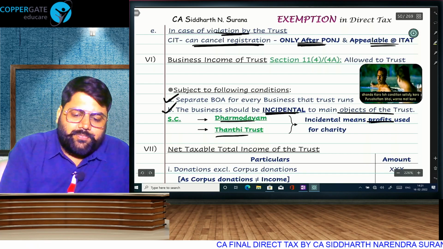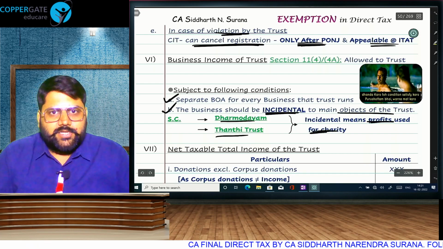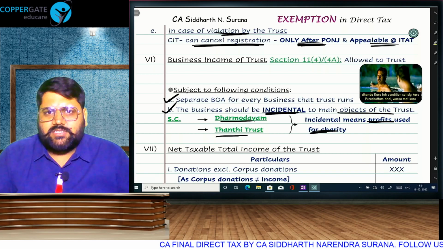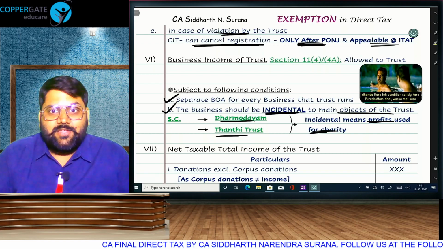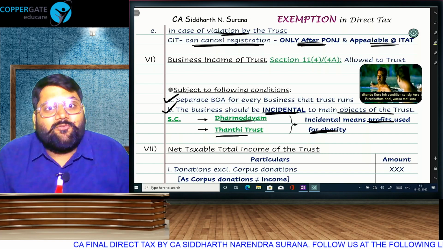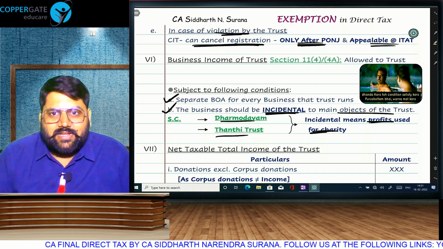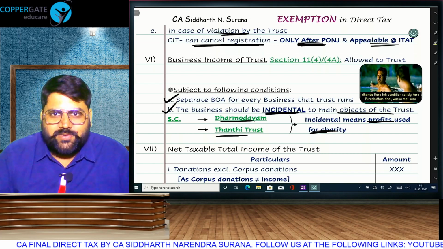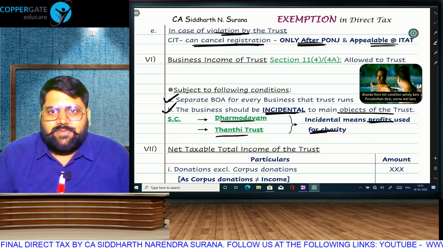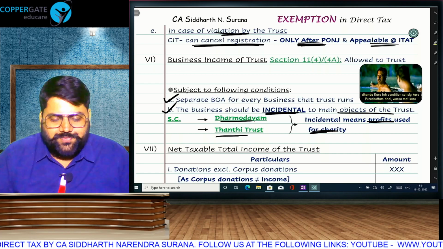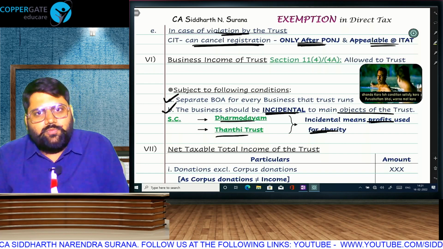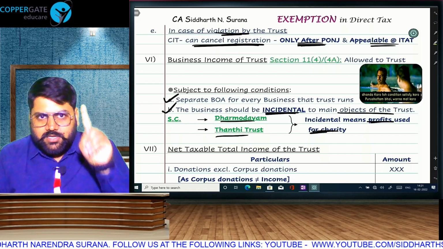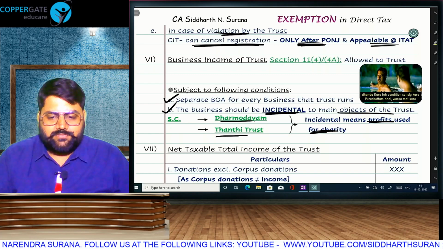Incidental means the profit of the trust should be used for charity. So any trust doing business, profit has to be used for charity. That is the meaning of incidental. That business and charity have to be related was only for advancement category. Here incidental means profit should be used for charity. So let me keep it simple. First thing, are trust allowed to do business? Yes. 2 conditions. Separate books and profit used for charity.